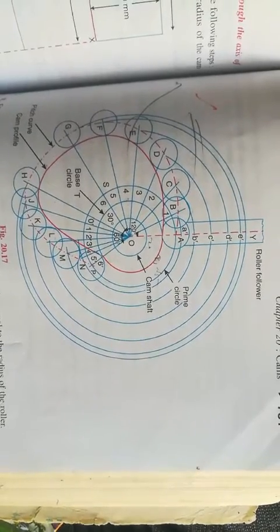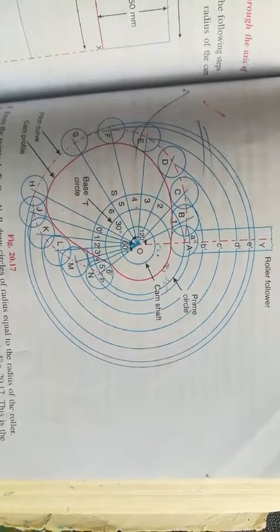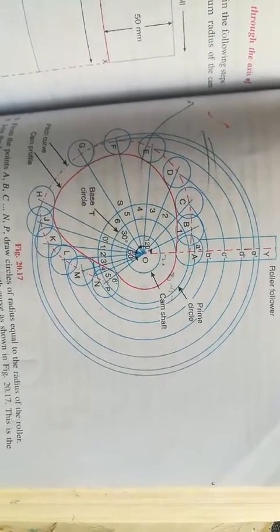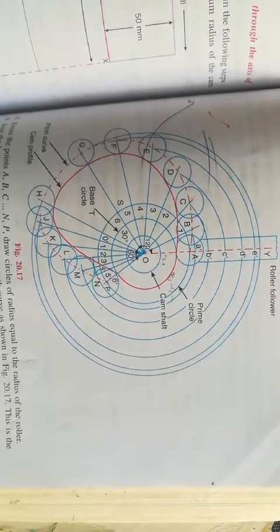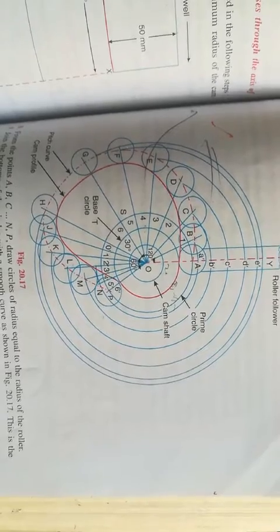Next, the eighth point: from the points A, B, C, and so on, N, P, draw circles with radius equal to the radius of the roller. Next, join the bottoms of the circles with a smooth curve as shown in the figure. This is the required profile of the cam.